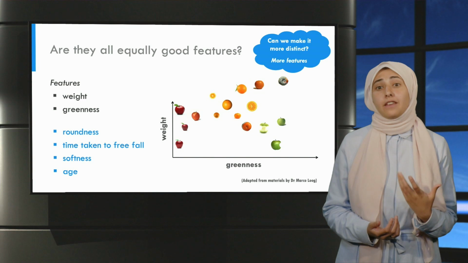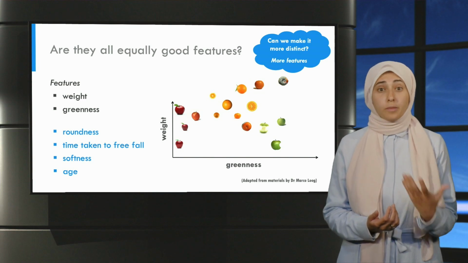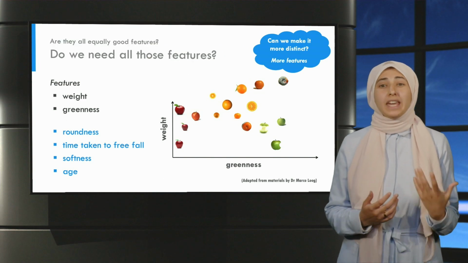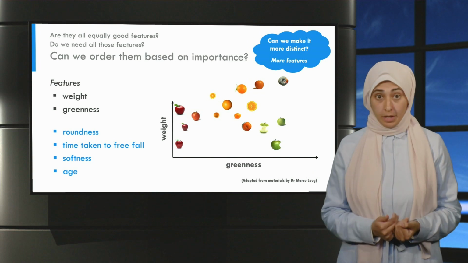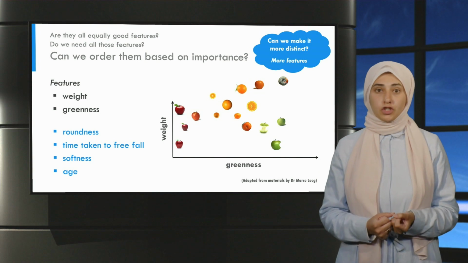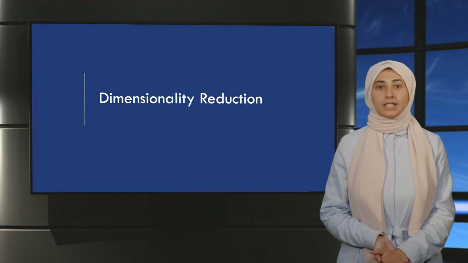The questions they face are: are all of those features informative? Are they all equally good? Do we even need all of them? Can we order them based on their importance? And how do we even define a feature's importance? This is where dimensionality reduction steps in.